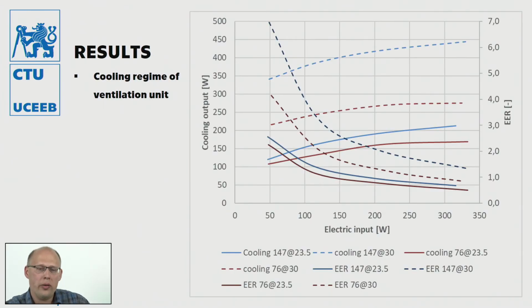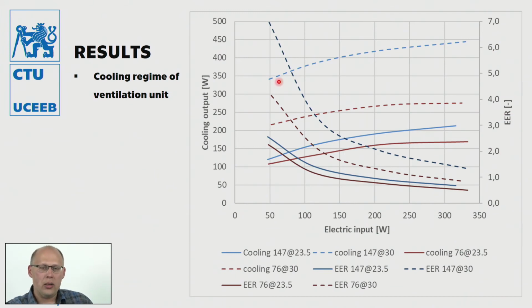So what you can see on this picture, there are a lot of curves, I know. Basically, full curves represent states with lower inlet temperature, 23.5. Dashed curves represent states with higher temperature, really summer conditions. And what you can see here are cooling outputs. On this diagram, the vertical axis is cooling output, the horizontal axis is electric input, and on the other vertical axis is energy efficiency ratio.